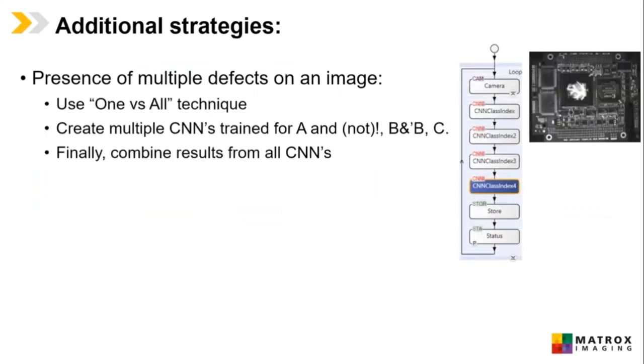So now that we've seen that, we're going to share some additional strategies when building your application using deep learning. For example, if we have presence of multiple types of defects on the same part or the same image, well, we use a technique called one versus all. It's very simple, actually. The idea is to create multiple CNNs, multiple neural nets, having two classes, either the presence or the not presence of that feature.